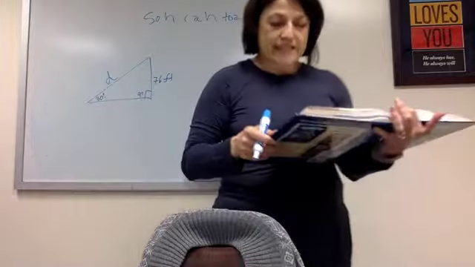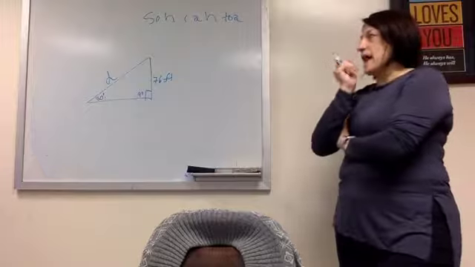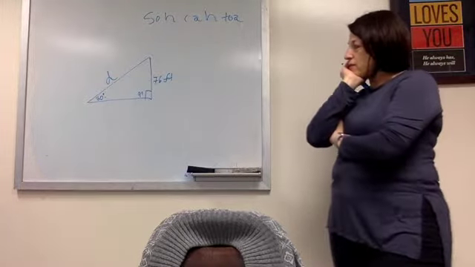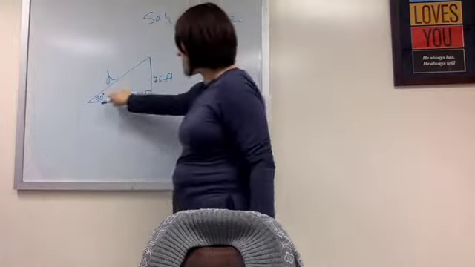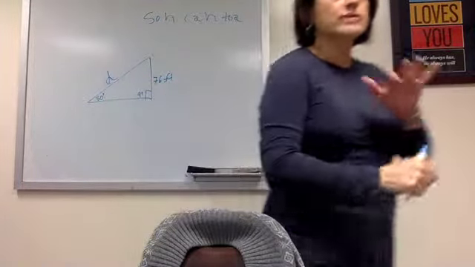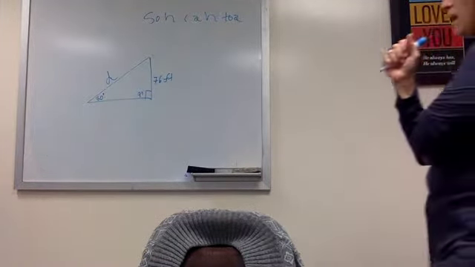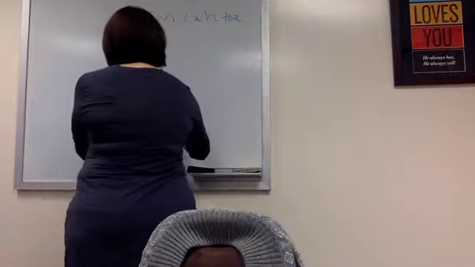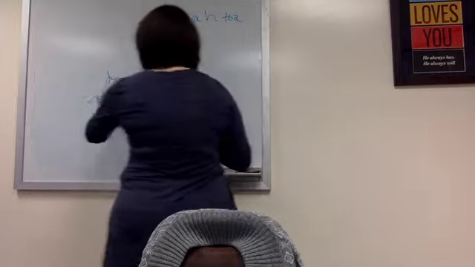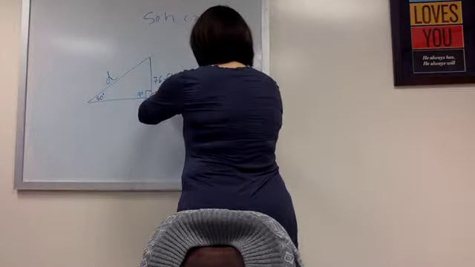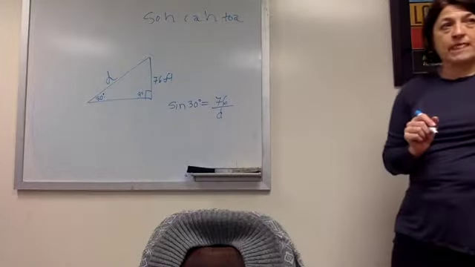Now, what side is d of that right triangle? It's the hypotenuse. So what am I given? Relative to this 30-degree angle, what is this side? It's the opposite. So which trigonometric ratio uses opposite and hypotenuse? Sine. So how am I going to set this up? I'm going to say sine of my 30-degree angle equals opposite, 76, over hypotenuse, d.